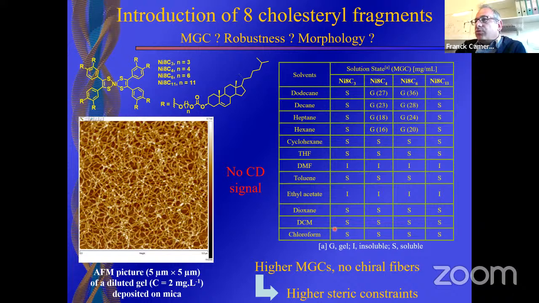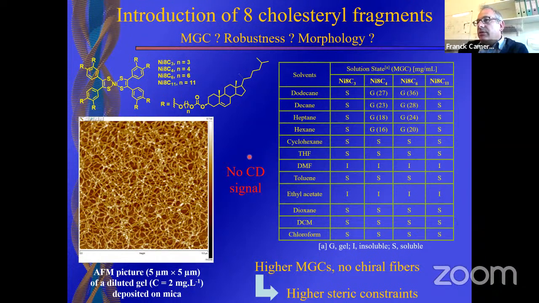We also tried to put in more cholesterol functions, because at the beginning it was working. So we said we will put in more cholesterol functions and get stronger gels, but it's not the case, because this time the molecules cannot pack perfectly. You need a larger amount of molecules to be able to form gels, and the gels are not so good. So it's not always right to say, I will put in more, I will get more. This is not the case here.